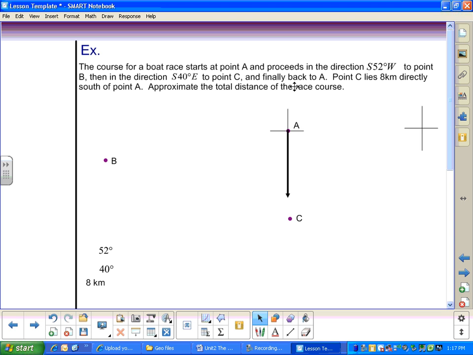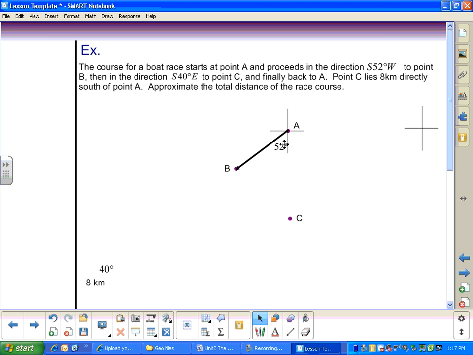Now, from point A to point B, we're going in the direction of south 52 degrees west. So from the south, I'm going to rotate 52 degrees towards west. So that happens to be in the counterclockwise direction. So that's about right here. So I'm going to put point B right there. Okay. And I'm going to label my 52 degrees.